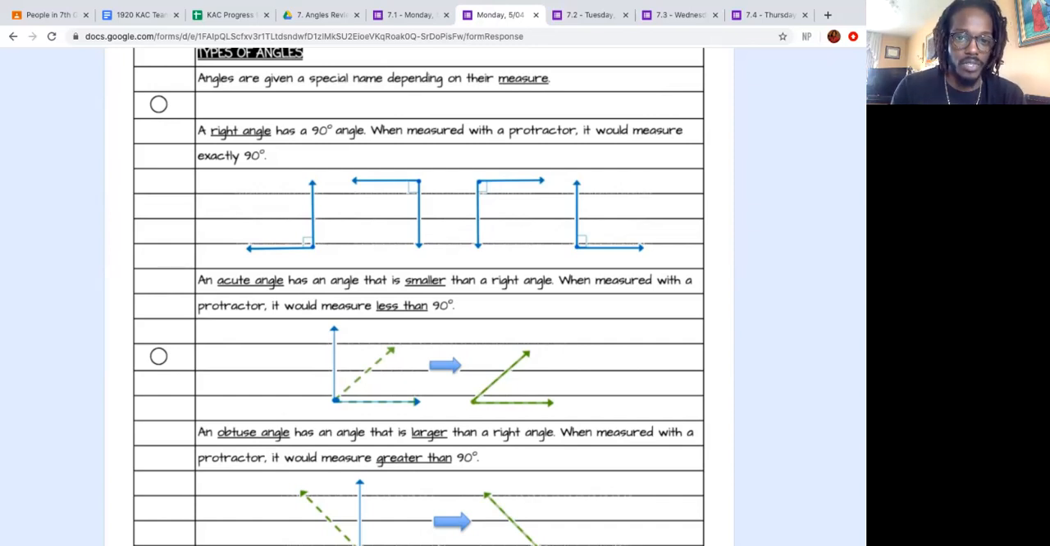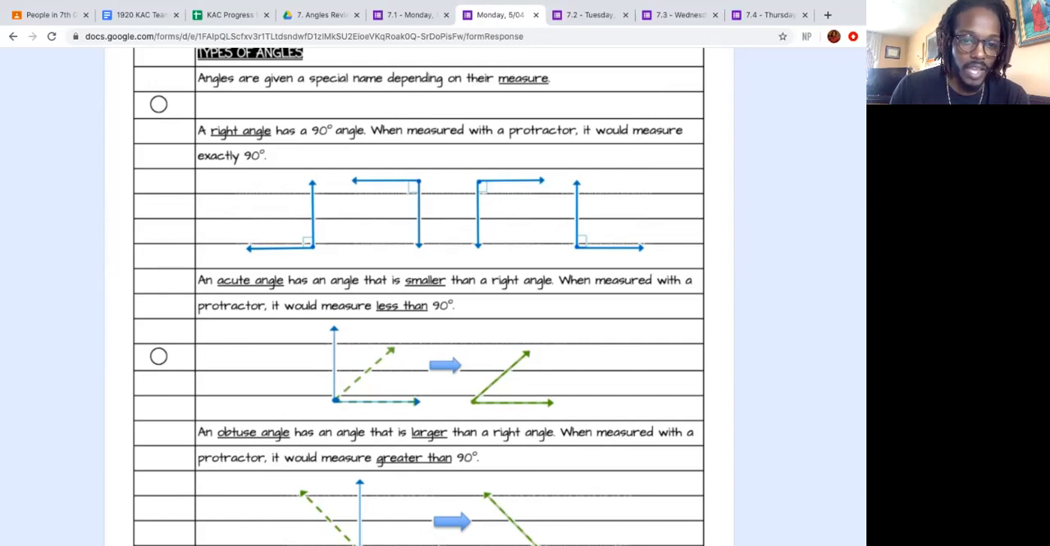We have to look at this angle and determine if it's acute, right, obtuse, or straight. I know that it's not a right angle because it is not forming that perfect shaped L. I know that it's not a straight angle because it's not a straight line. And it looks like it's greater than 90 degrees, so it has to be an obtuse angle.